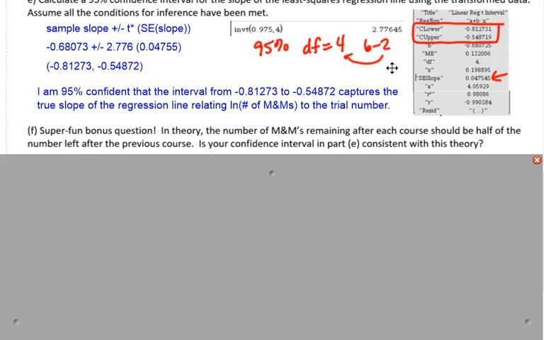Okay, so it makes sense that if there's an M&M on one side and you just randomly toss the M&Ms, that about half the time the M&M will be up and you'll take it away. So you should take away, theoretically, half the M&Ms each trial.